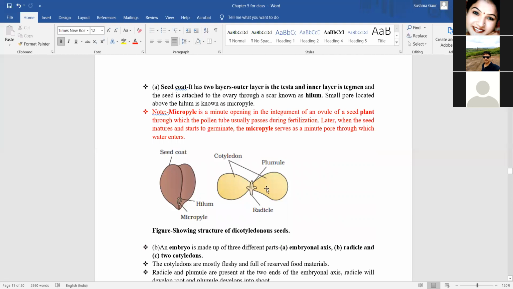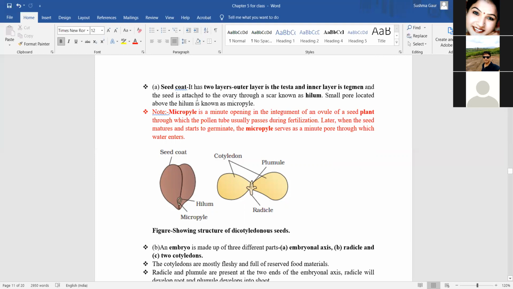I have taught you in the first class of this chapter, Shreya. What is radicle? You remember? Plumule is the top part and radicle is the bottom one. So what will develop from plumule? Shoot. And radicle? Root. Yeah, good. So this seed coat is the outer portion of the seed. It consists of two layers. The outer layer is known as testa and the inner layer is known as tegmen. Remember this: the seed coat will be divided into two layers. Outer is testa, inner is tegmen.